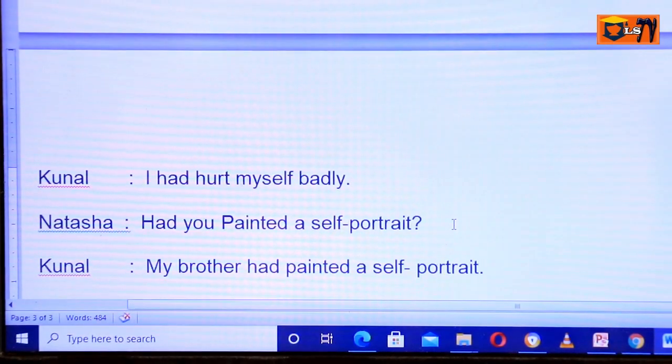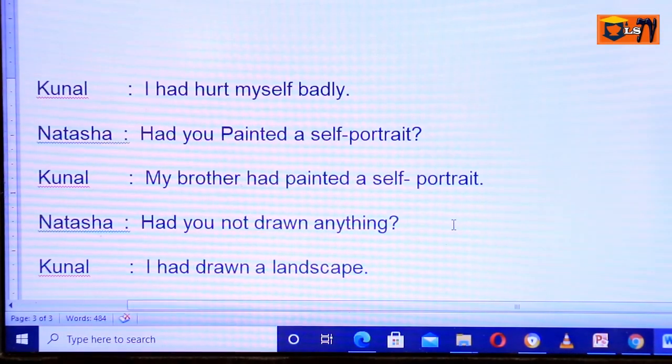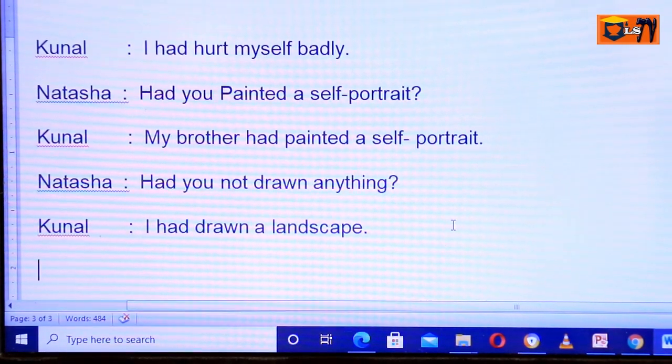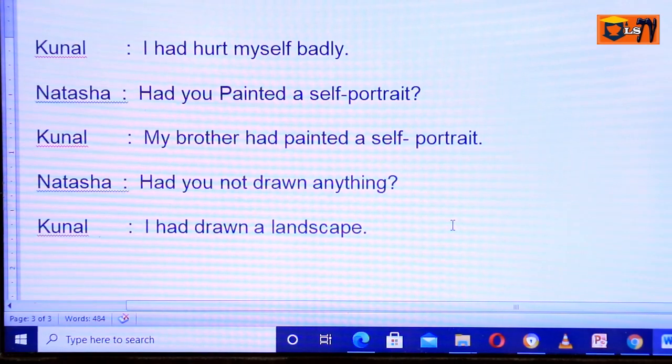Had you painted a self-portrait? My brother had painted a self-portrait. Had you not drawn anything? I had drawn a landscape.